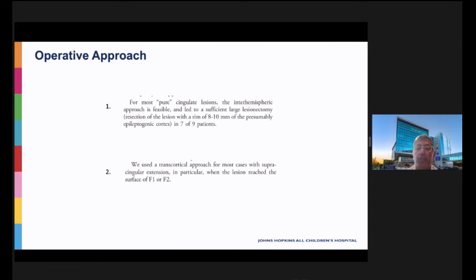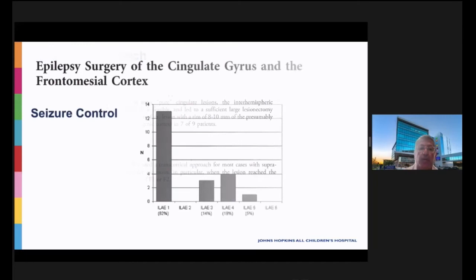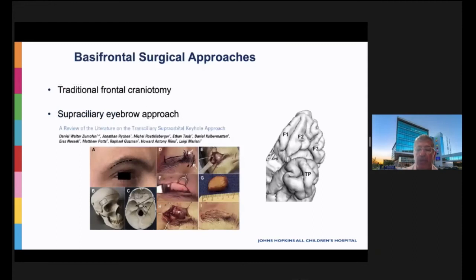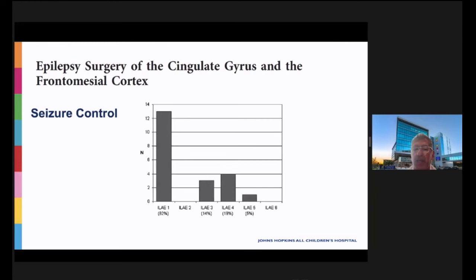And for patients that had an extension of the lesion or the focus or the network above the cingulate gyrus, a transcortical approach was used. And this was the seizure control for cingulate gyrus and frontomesial cortex resection. You can see that over 60% were either ILAE 1 or 2 with control of their seizures, and really a small percentage continued to have refractory seizures.